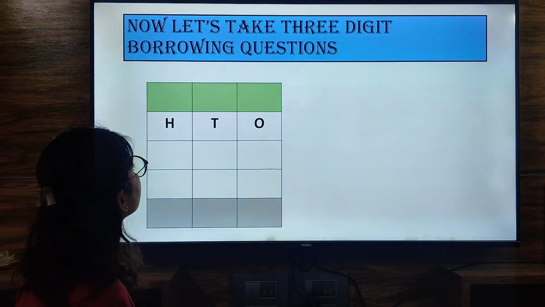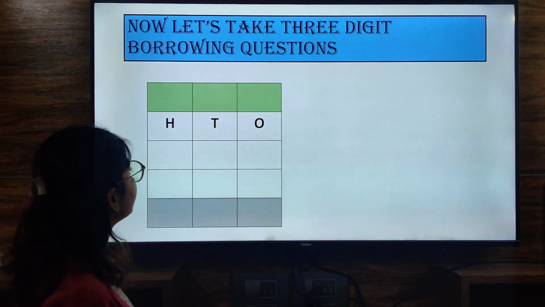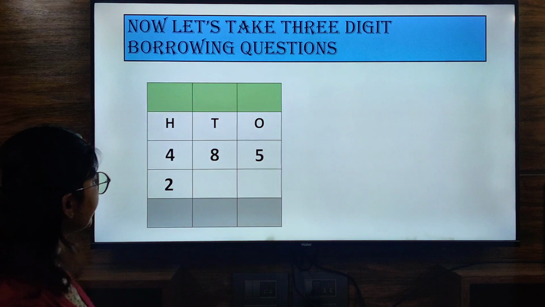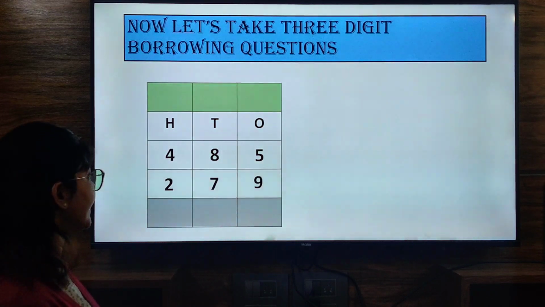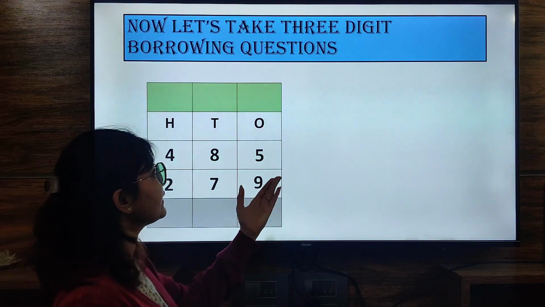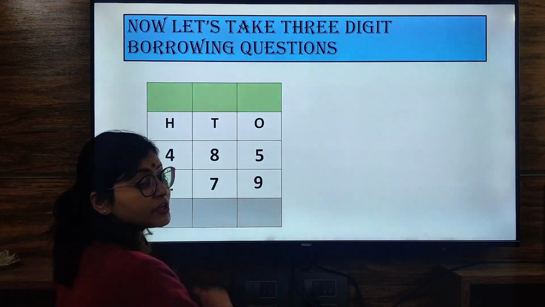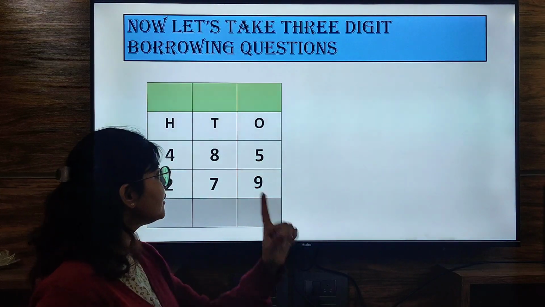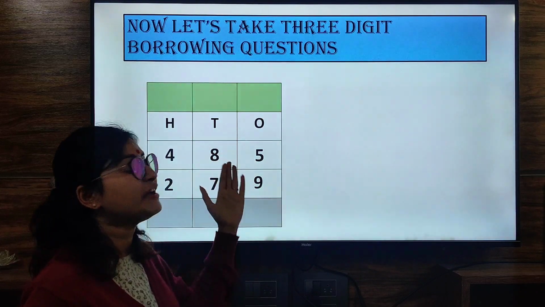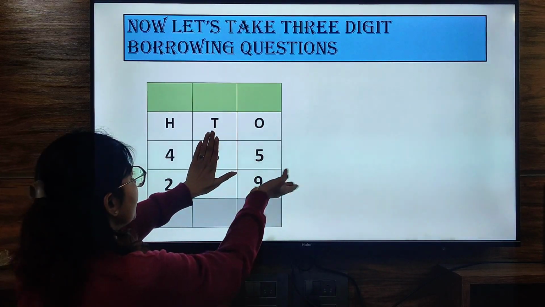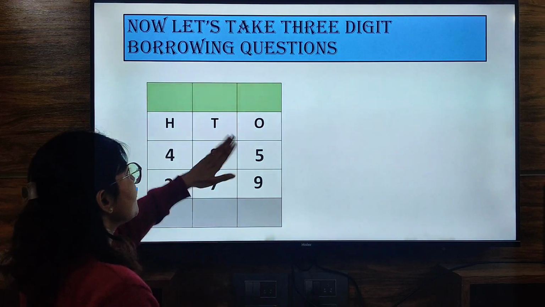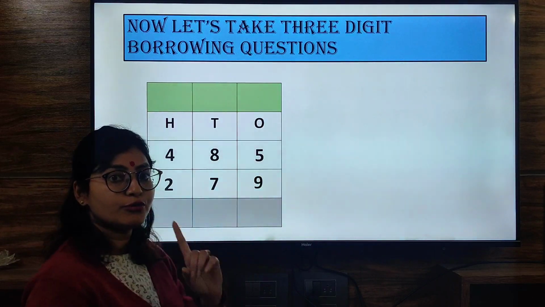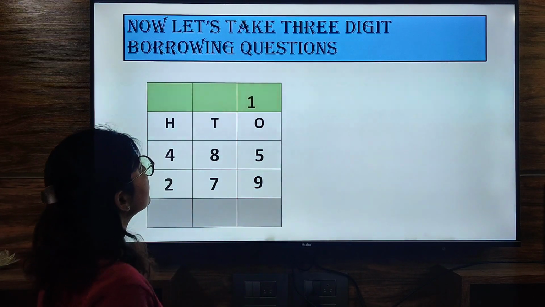Some 3-digit questions. 3 columns for hundreds, tens and ones. Our first number is 485 and second number is 279. Sign of subtraction. Again in the ones column, 5 is on top, which is a smaller number than 9. So 5 will borrow 1 from its immediate neighbor. You cannot jump one step and you cannot borrow from the second neighbor. You have to take it from the immediate neighbor only. So 5 will borrow 1 from 8 here.